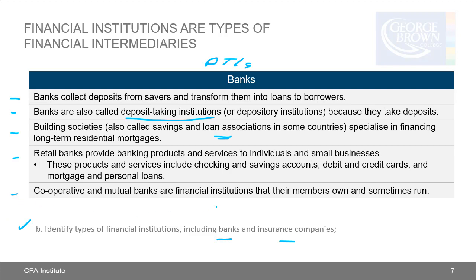Cooperative and mutual banks are financial institutions that their members own and sometimes run. And in Canada, we call those credit unions, okay? A little bit different than the retail banks. Credit unions are owned by their members.